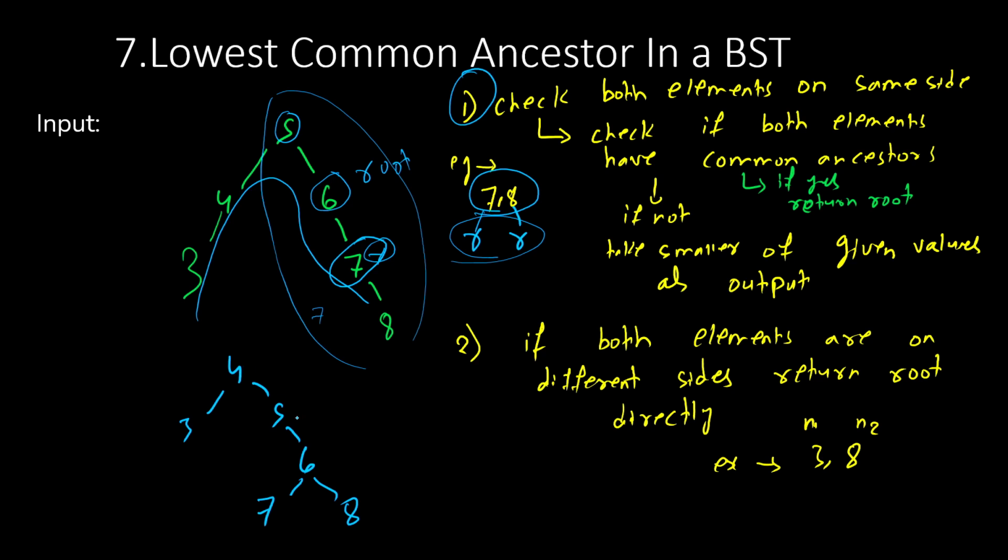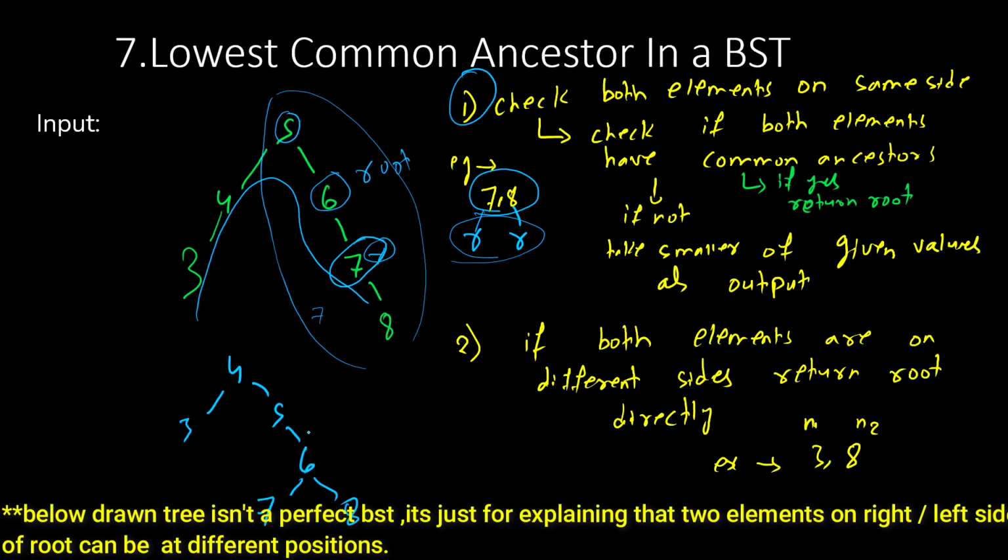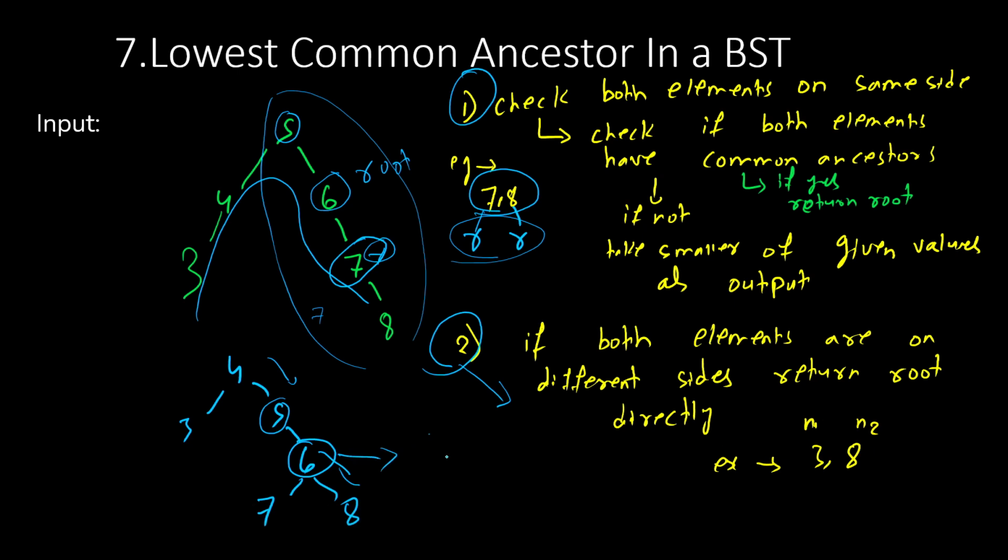Now we will check: is 4 smaller than 7? If it is smaller, that means 7 is on the right side and 8 is also on the right side. So we will iterate one by one here. It will come to 5, and it will still satisfy that condition. But when it comes to this root node, now when it checks, it will say 7 is on the left side and 8 is on the right side. So condition 2 applies now. If both elements are on different sides, return the root directly. So what is the root here? The root is 6 in this case.